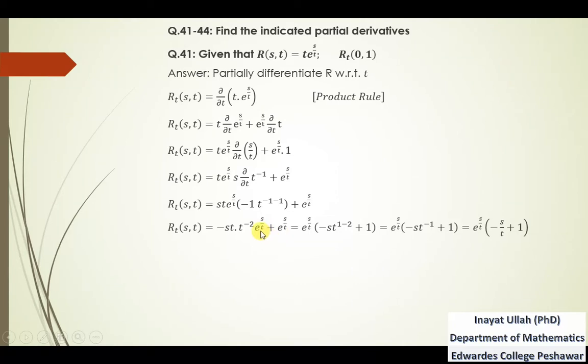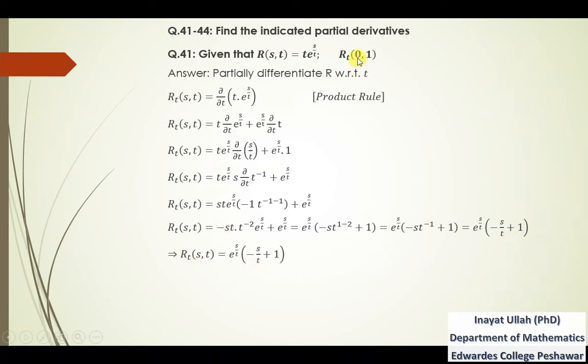Now e power s by t is common in these two terms. We are left with minus s, and these two are the same base, so the powers will be added, t power 1 minus 2. And here we are left with 1. That is t power minus 1, and t power minus 1 is just 1 by t, so it is minus s by t plus 1. So that is the partial derivative of r with respect to t, containing s and t.